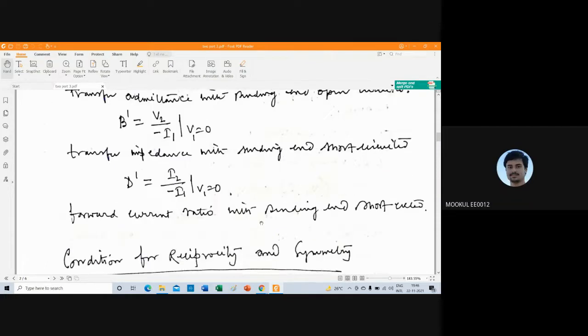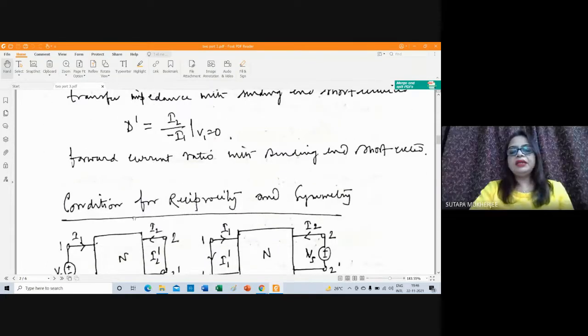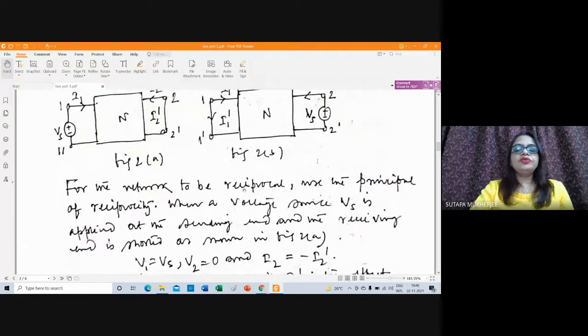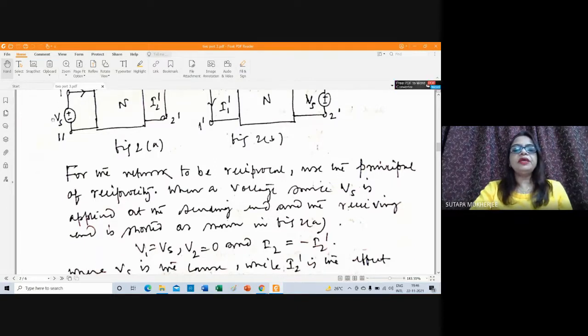Yes, ma'am. So similarly, in this inverse transmission parameter, you have to prove the condition for reciprocity and symmetry. So this is the circuit. Vs is the source. Now put the value for the network to be reciprocal. Use the principle of reciprocity. When a voltage source Vs is applied at the sending end and the receiving end is shorted, V1 will be Vs and V2 will be 0 because it is shorted, and I2 is equal to minus I2 dash.